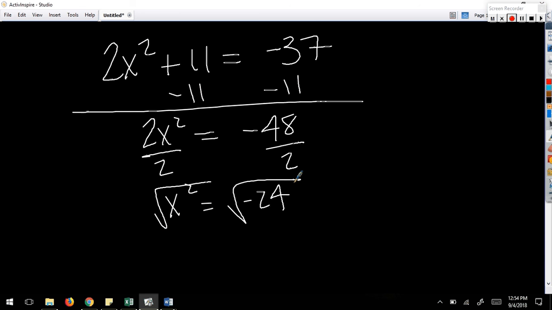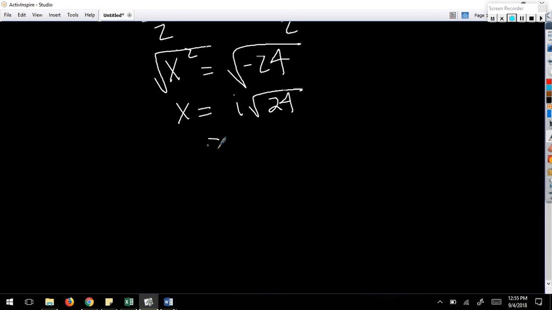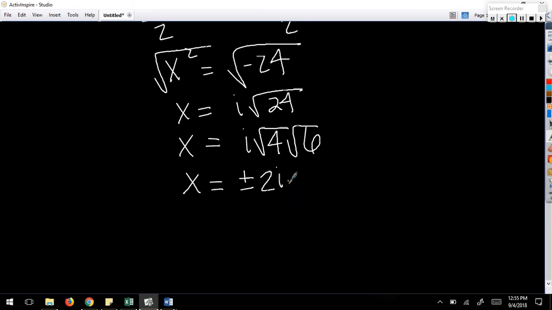Same steps, same everything. Now I've hit a point of something new. What's the new? Take the i out. Can you break down 24? 4 and 6. So I'm going to take the whole number, the perfect square, 2i square root of 6.